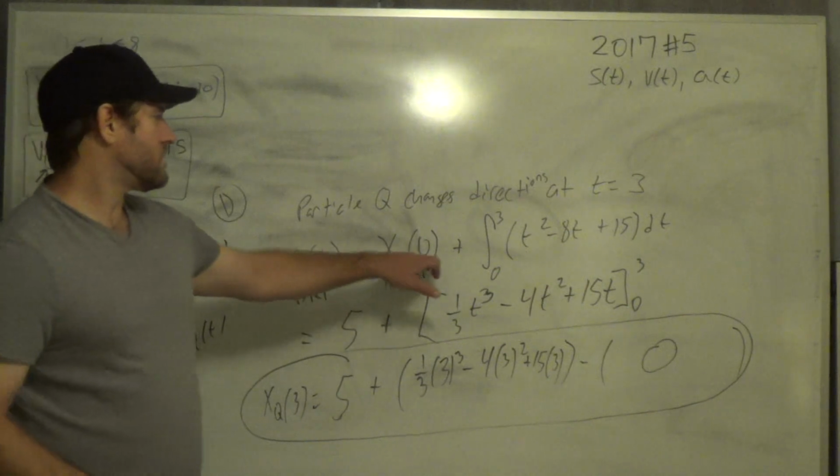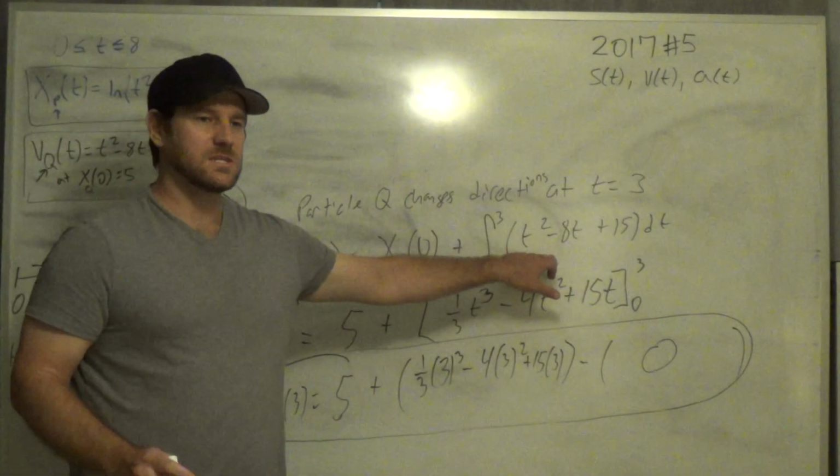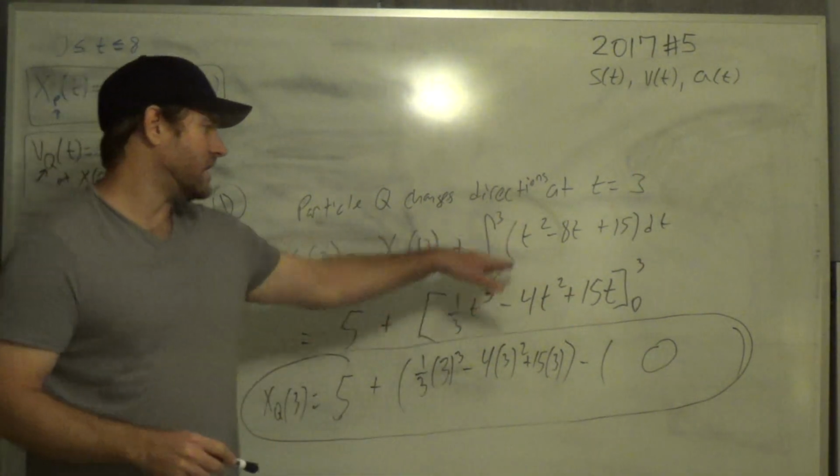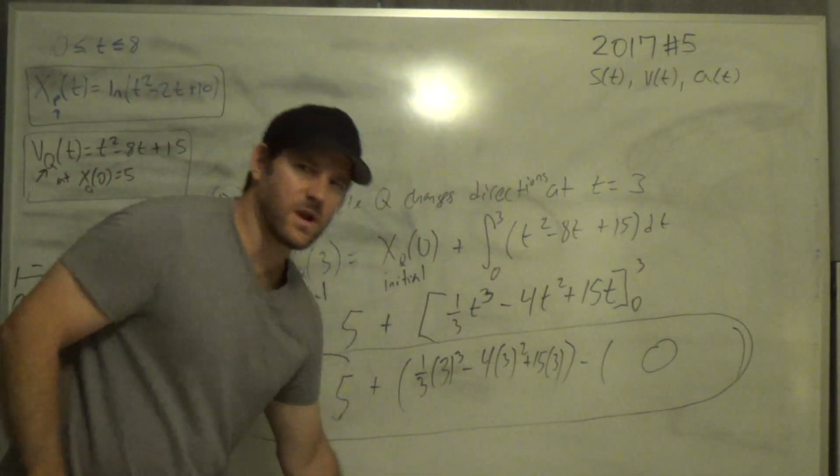Again, initial position plus area underneath velocity gives the net change in position. So initial position plus net change in position gives the final position. And again, after you take the antiderivative, you plug in the top and the bottom and you subtract.